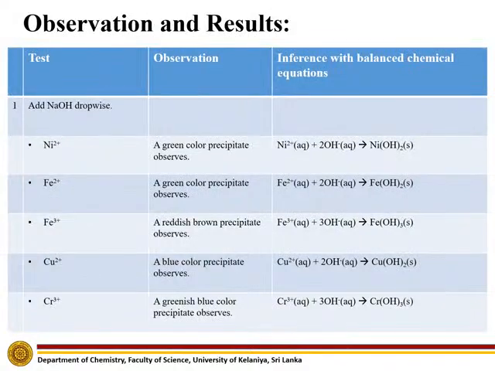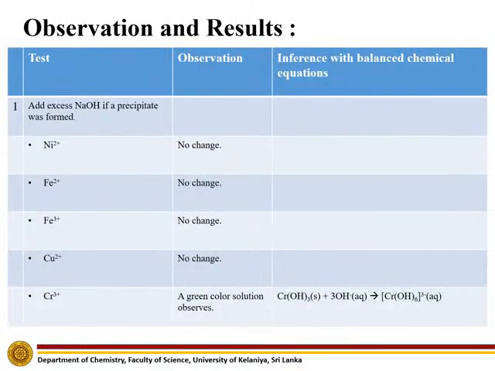Observation and results. When we add sodium hydroxide dropwise, all the cation solutions will give their hydroxides as follows. When we add excess amount of sodium hydroxide, only the chromium 3+ ion will give a green color solution as follows.